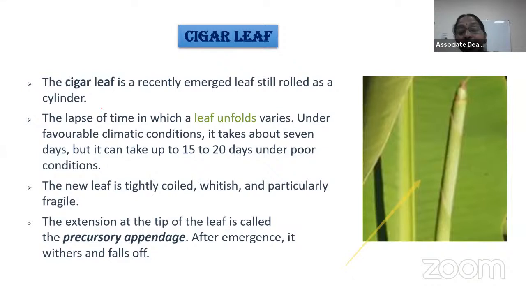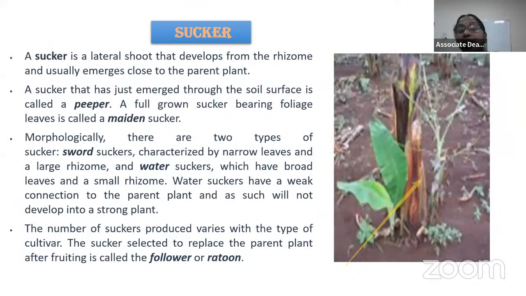The extension at the tip of the leaf, which you can see here, is called the precursory appendage. And after emergence, it withers and falls off. And the next structure is the sucker. Generally, the sucker is the lateral shoot which develops from the rhizome, and generally it emerges close to the parent plant.